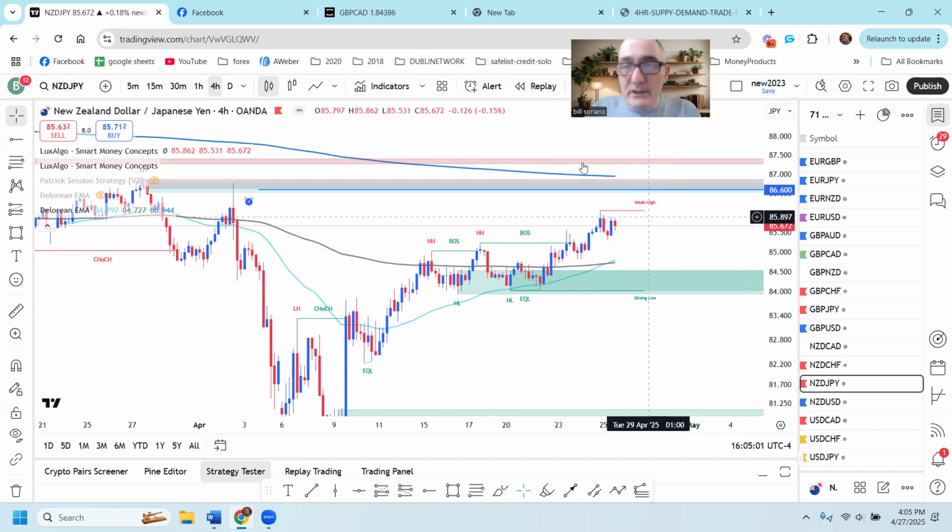But the other thing you've got to watch here is that the 800 is sitting right here as well. So there's a chance that price could close above the 800. And if that would happen, then that would definitely invalidate the trade.